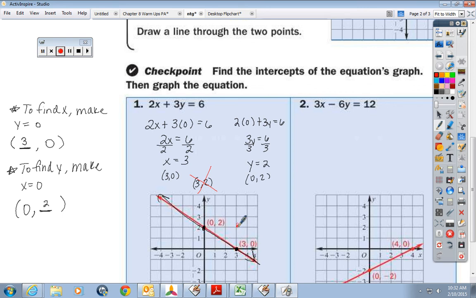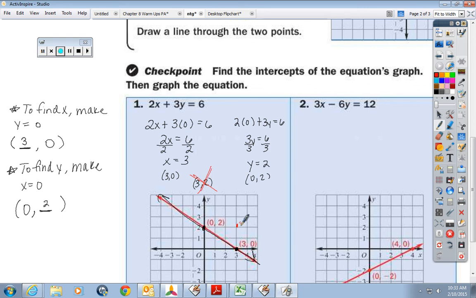So understand that these problems technically have 3 answers. So you have an x-intercept, you have a y-intercept. They're 2 different points. And then you put the 2 different points on a graph, and you graph them. Connect the dots. Okay? No, this is not a point that's on this line. That doesn't exist on the line. But that's just a common mistake that I've seen people make in the past.